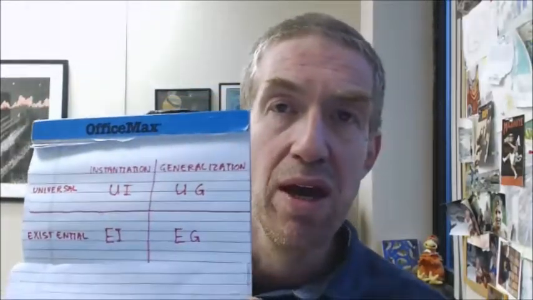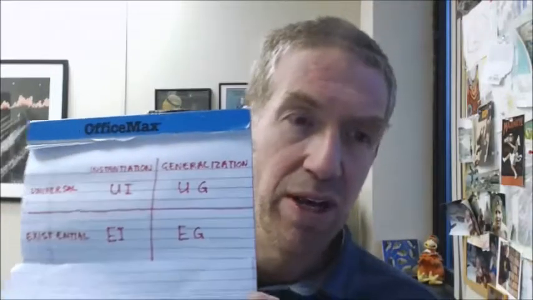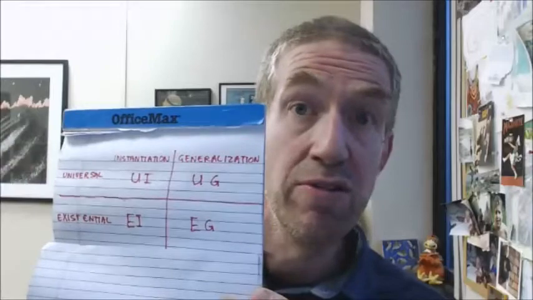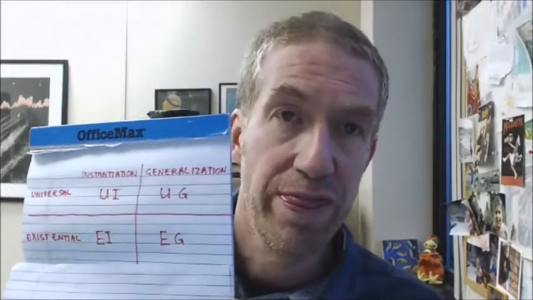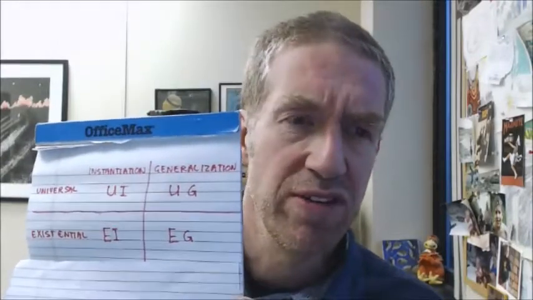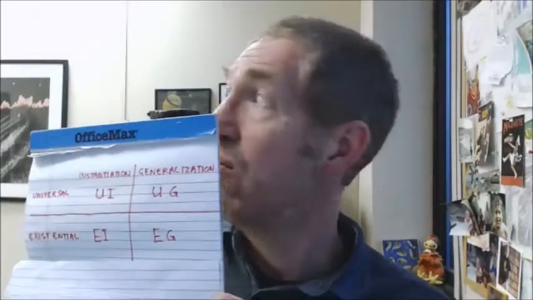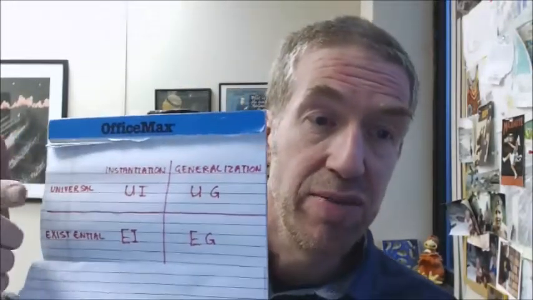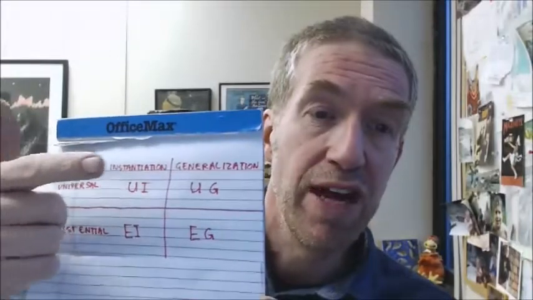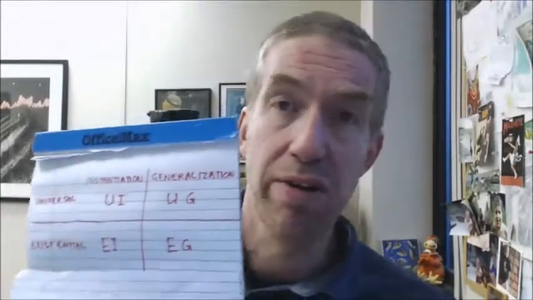All right. What do these things mean? Well, you understand the universal and the existential. Universal means involving universal quantifiers. Existential means involving existential quantifiers. Those are the 2 types of quantifiers. So you know what those mean. What's instantiation and generalization? Well, instantiation means getting rid of quantifiers, and generalization means adding quantifiers.